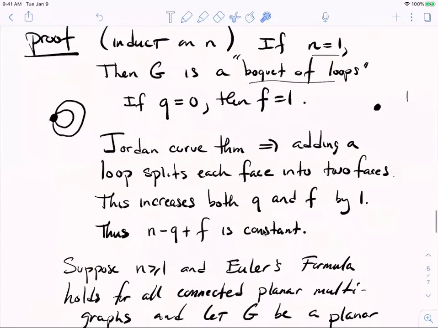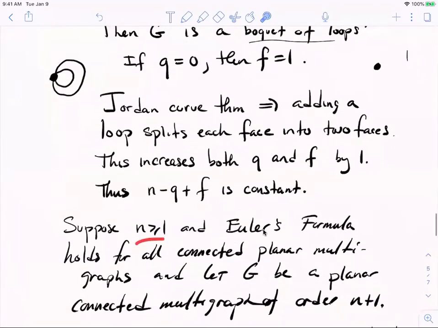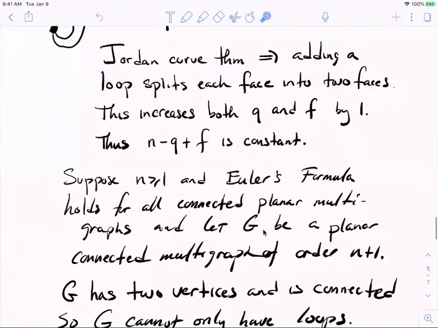So now let's suppose that Euler's formula is good for any connected planar multigraph, any planar drawing of a planar multigraph, where the order is equal to n. N is some number that's at least 1, is what I meant. And then give me such a graph that has order n plus 1. Give me a planar connected multigraph of order 1 more, okay? What do I have to do? I have to prove that Euler's formula works for it.